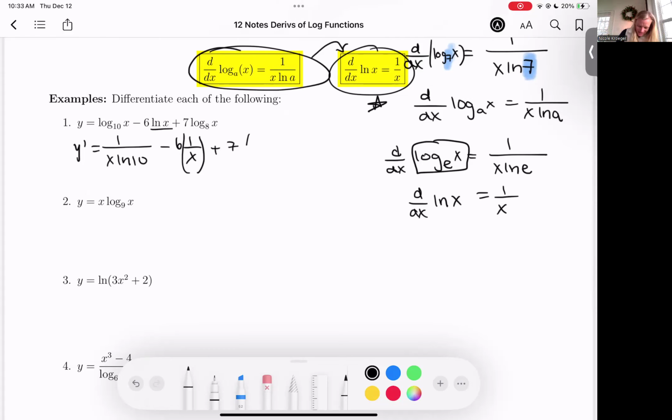And then 7 again is a constant, so it hangs out front. The derivative of log base 8 of x is 1 over x ln of 8. And that's all we get there. You should try these other ones on your own before you watch me finish them up.